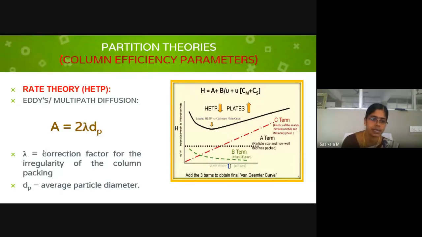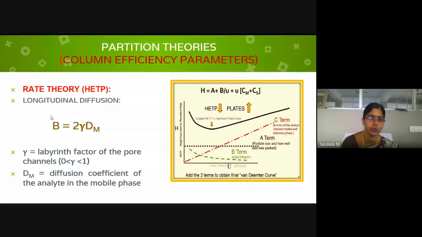So what exactly is lambda? Correction factor for the irregularity of the column packing, that is set by lambda. And what is dp? Average particle diameter. By using this formula, we can calculate multipath or eddy diffusion. So what is A? 2 lambda into dp. What is lambda? Correction factor for the irregularity in column packing, and dp is the average particle diameter of your stationary phase. Now let's see about longitudinal diffusion.